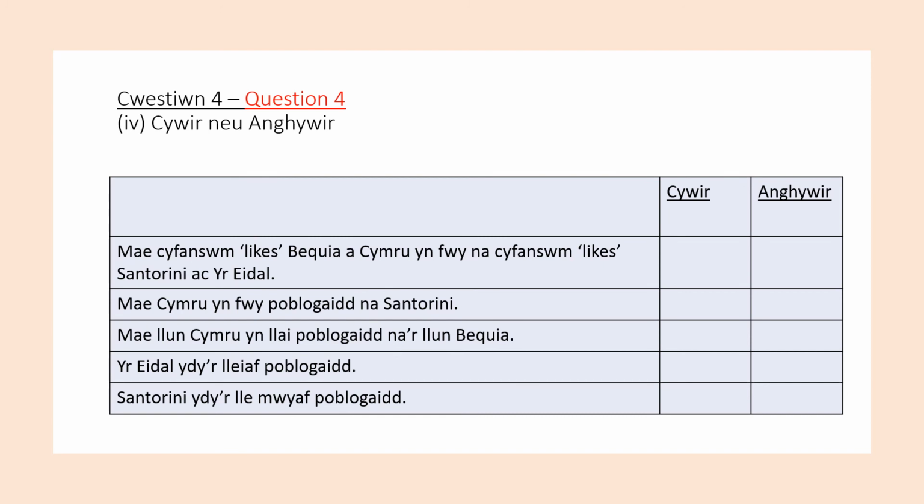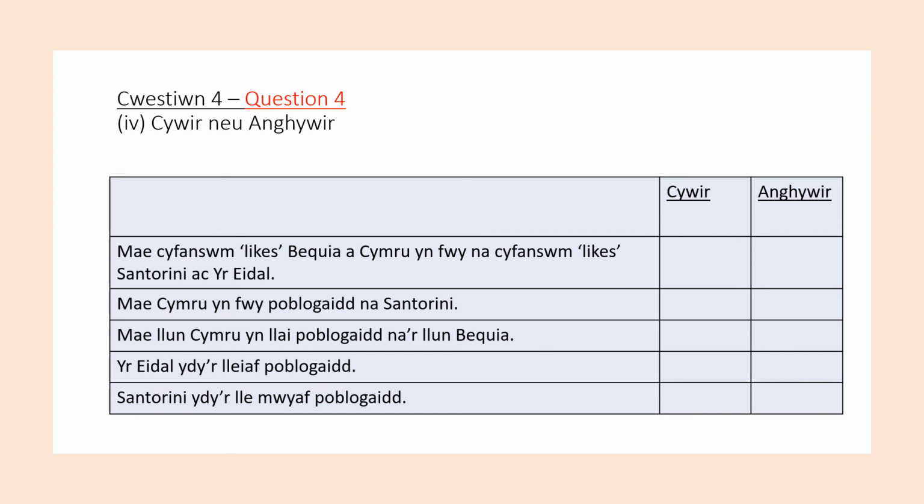So mae cyfanswm, hopefully you remember what the word cyfanswm means, total. Mae cyfanswm likes Becwi a Cymru yn fwy na cyfanswm likes Santorini ac yr Eidal. Is that cywir or anghywir? You decide. So remember, cyfanswm means total. Second one. Mae Cymru yn fwy poblogaidd na Santorini. Is that one cywir or anghywir? We'll go back to the pictures and have a look.